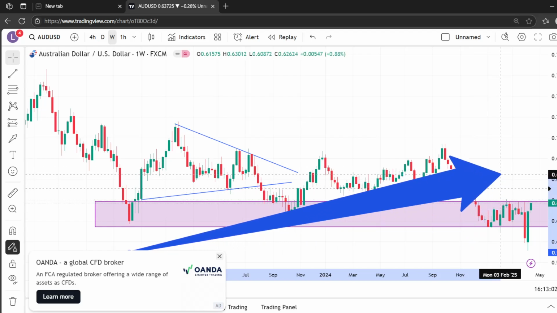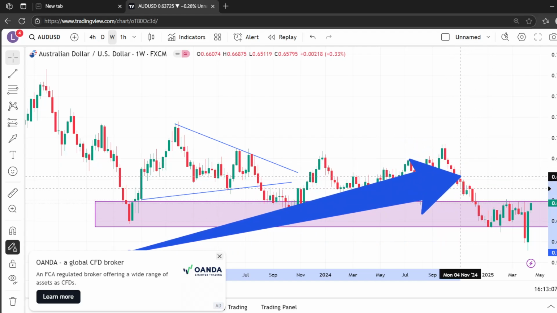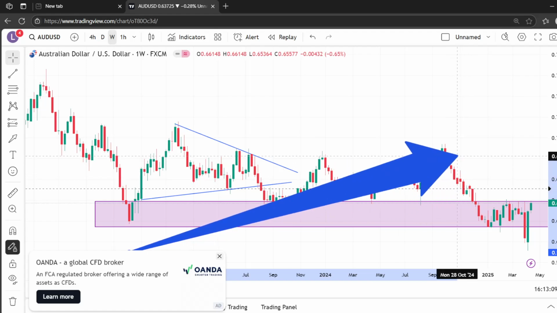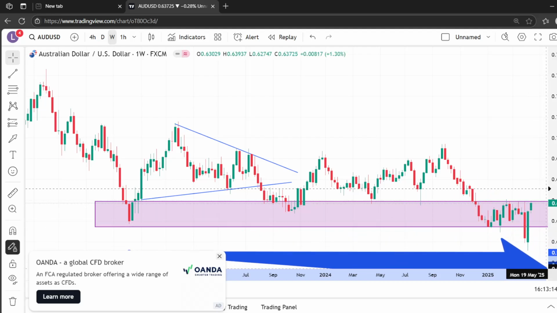So this is where you look at this leg right here. You look to take a sell. Look for a supply zone around here to take a sell to come to the downside.